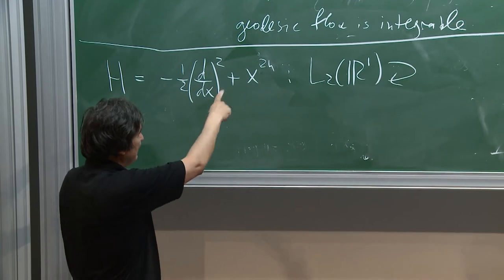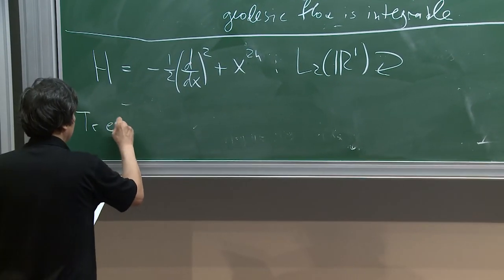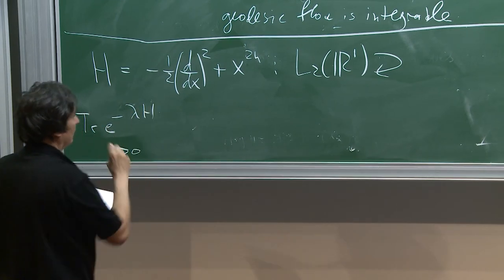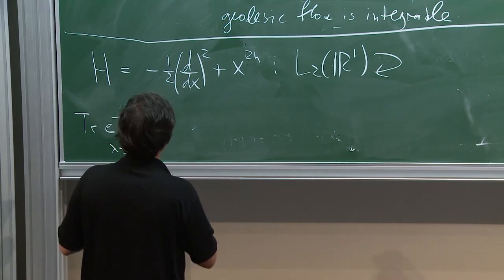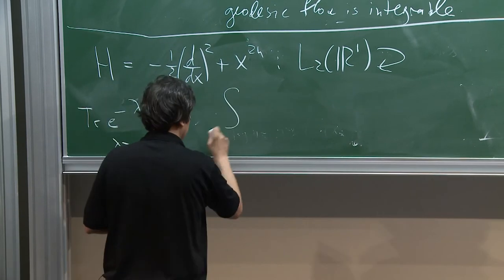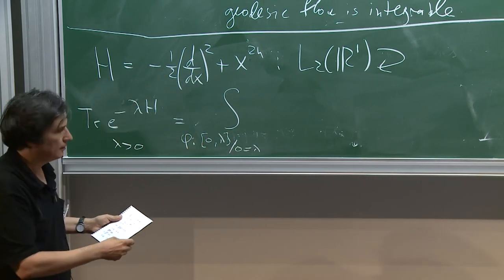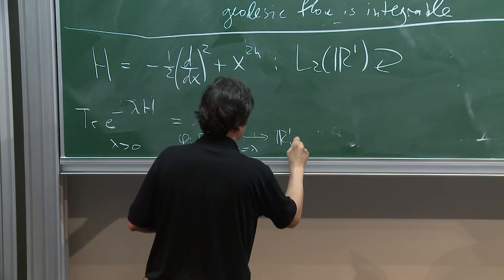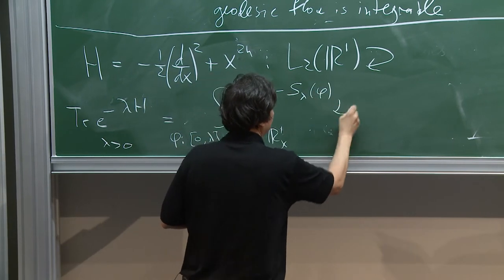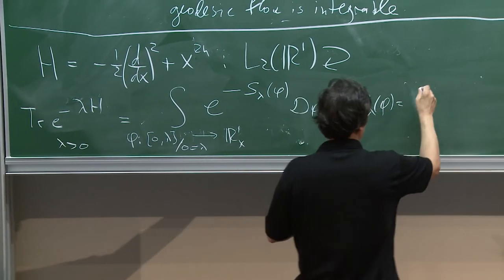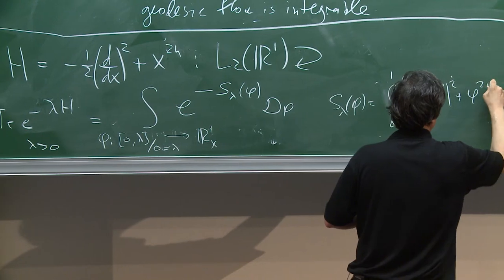One can generalize to many variables, I just start with one variable. So we have this homogeneous function, and when you calculate the trace of exponent minus lambda h bar, how to calculate it? Again, by the Feynman-Kac formula, it will be an integral over the space of paths with periodic boundary condition to R1 with coordinate x. I multiply by exponent minus action, which we denote by S lambda of phi, d phi. S lambda of phi is just the integral from 0 to 1 of one half (d phi over dt) squared plus phi to the power 2n times dt.